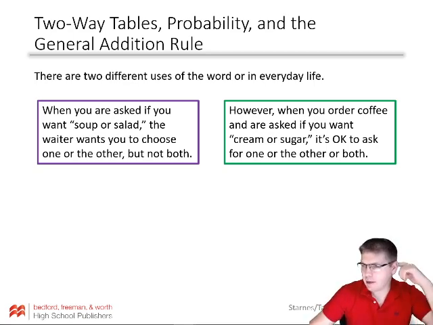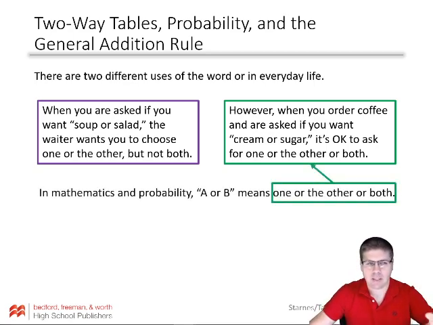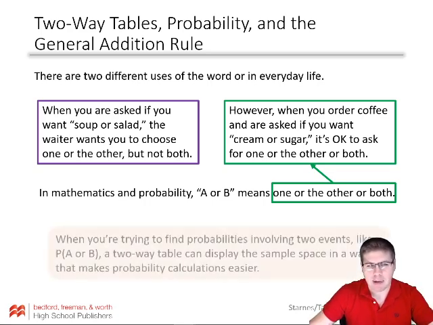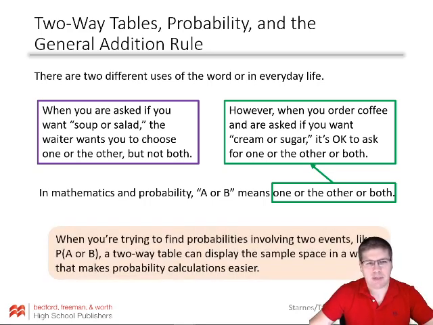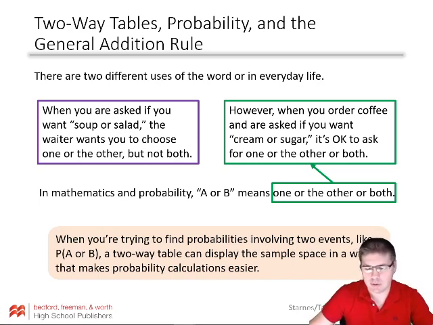So when we're talking about or, our or is going to be the inclusive or, where you can also have both. That's the one that's meant in statistics. A or B means one or the other or both. So keep that in mind. When you're trying to find probabilities involving two events, like probability of A or B, a two-way table can display the sample space in a way that makes the probability calculations easier. So this gets us back to two-way tables from all the way back in chapter 1.